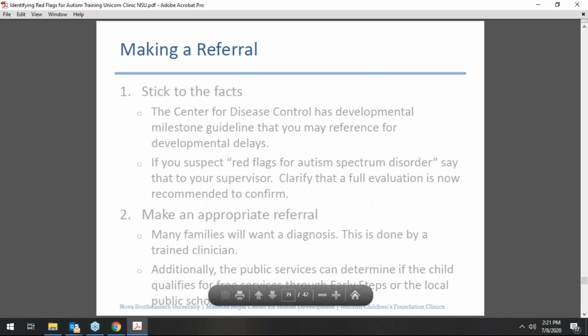So when you make a referral as a teacher, obviously, you want to stick to the facts. And if you see any of these concerns in a child, what you should do is speak to your supervisor, whether that's the principal or the ESD specialist in your school. You should always consult with your supervisor, saying, look, I've noticed these behaviors, and just be specific. It's not specific to say, I think this child has autism, because only a licensed psychologist or neurologist or medical doctor can provide a diagnosis like that.